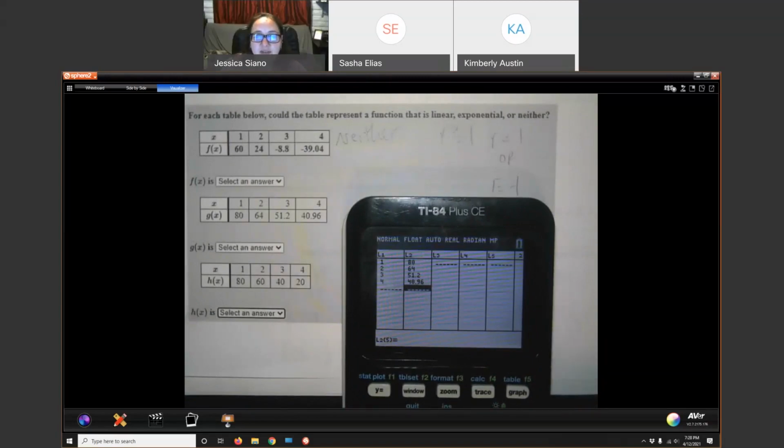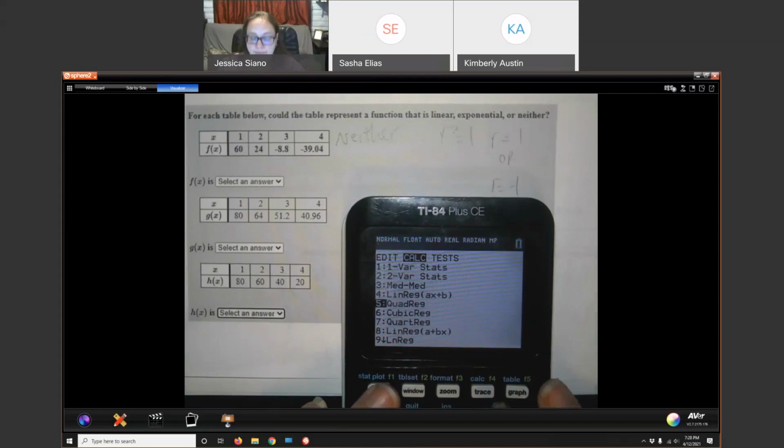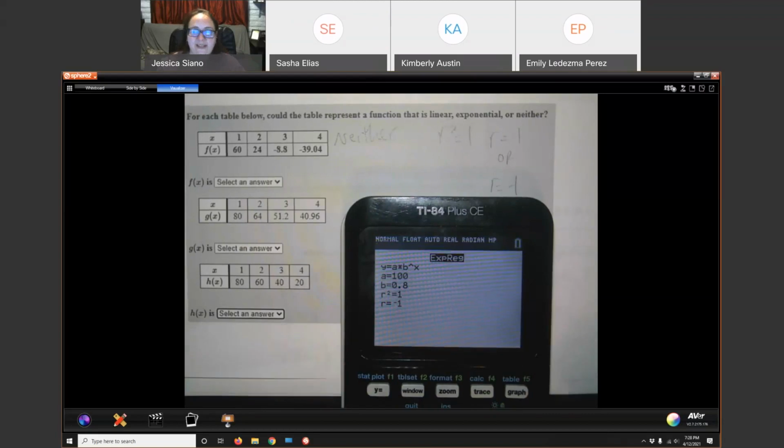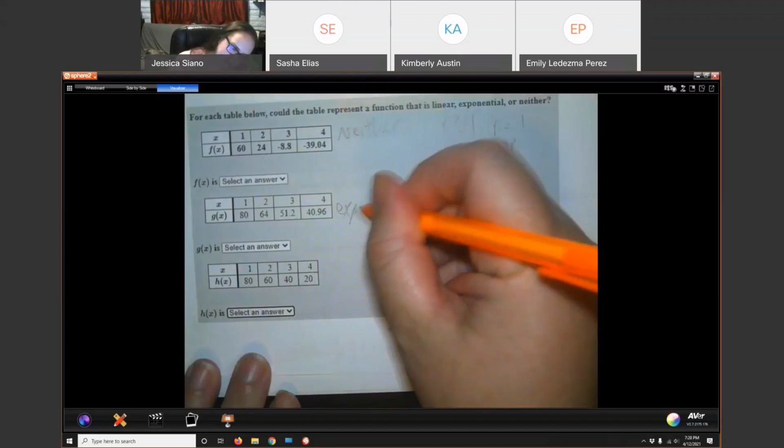Okay, so I'm going to do this again with the second table. Now, again, I'm reasonably sure that this is not linear because it does not have a constant slope, but let's check it anyway. Nope. Okay, not linear. Let's check exponential. Aha! There you go. So this one is exponential. Nice.